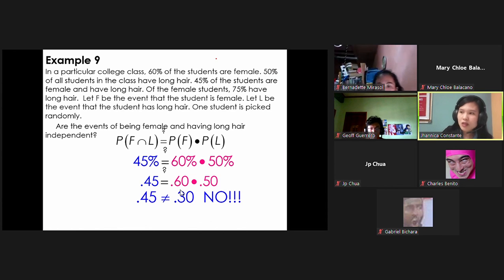So if it's not equal, it's not independent. That means this problem is an example of a dependent event. Kung hindi siya independent, since hindi nag-equal, the given problem is a dependent event, wherein the first event is affecting the probability of the second event.